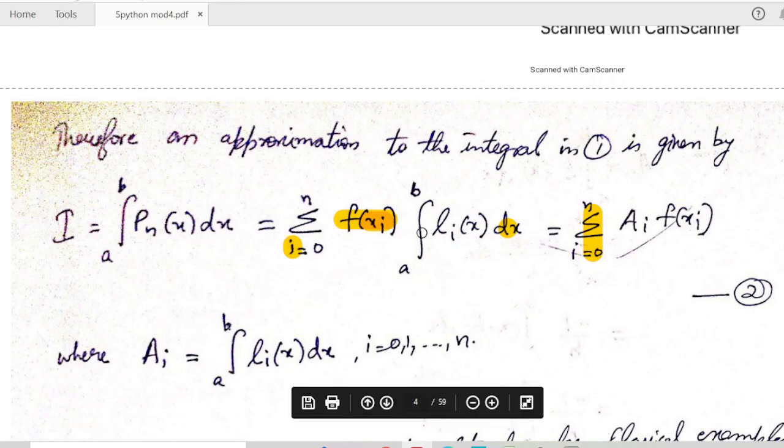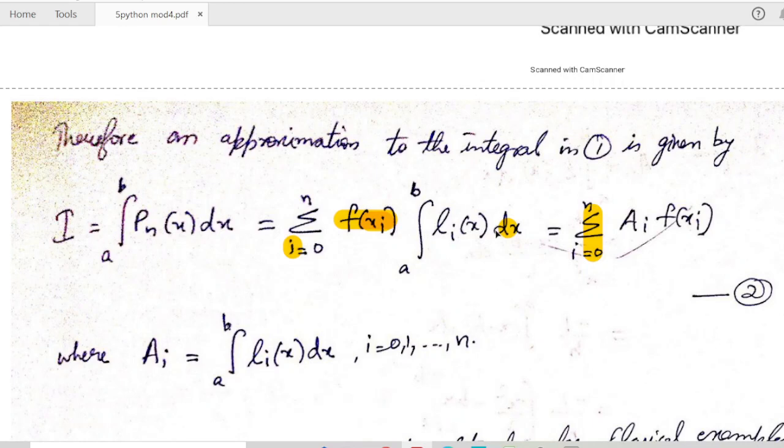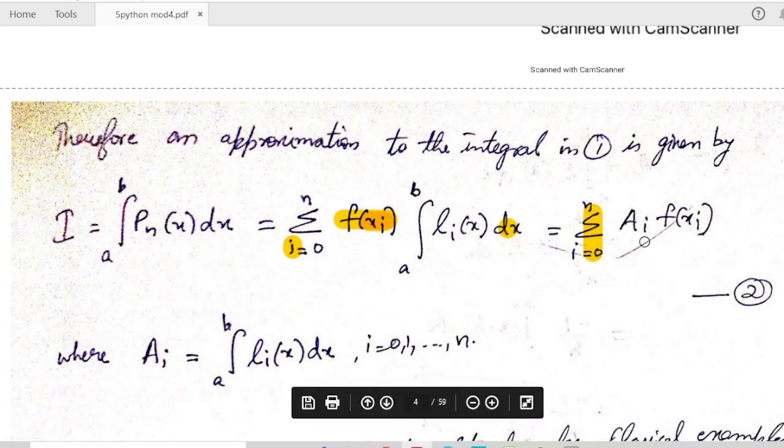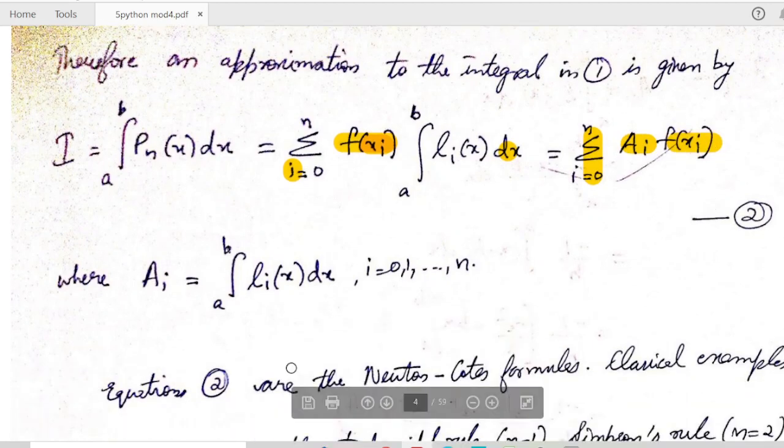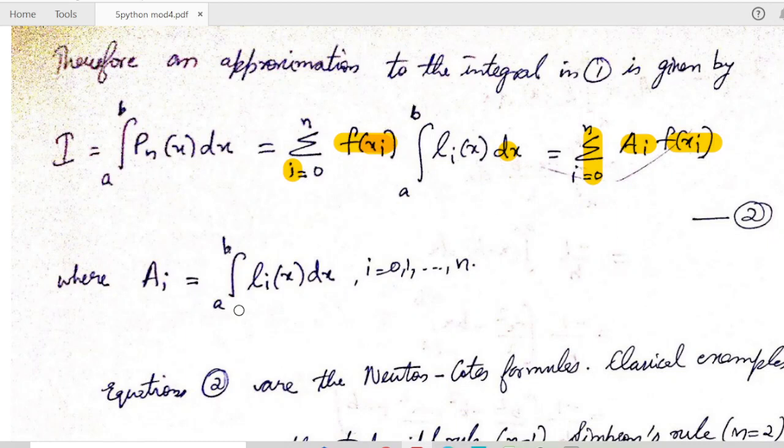Where Ai is our integral. Instead of this integral a to b Li of x dx, we can replace it by capital Ai, and f of xi remains the same. Where Ai is equal to the integral a to b Li of x dx, i is equal to 0 to n. So this particular equation is very important. This is our Newton-Cotes formula. From this particular formula, now we'll be deriving our trapezoidal rule and Simpson's rule.